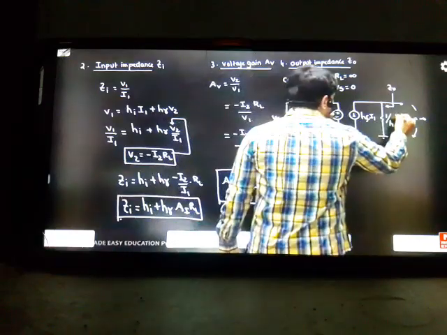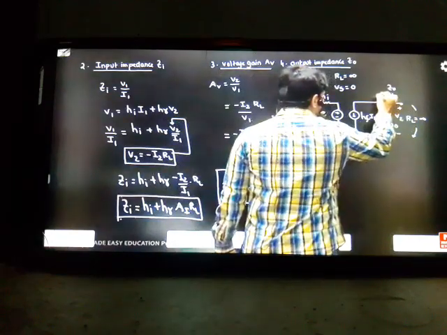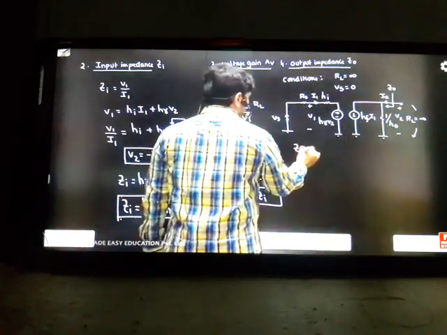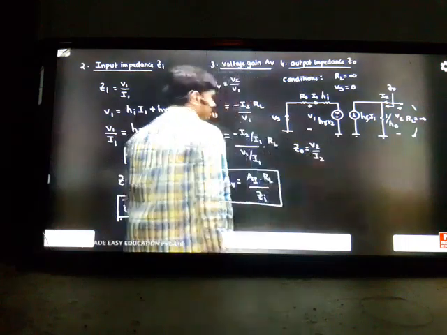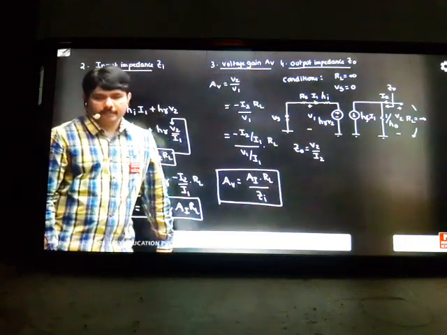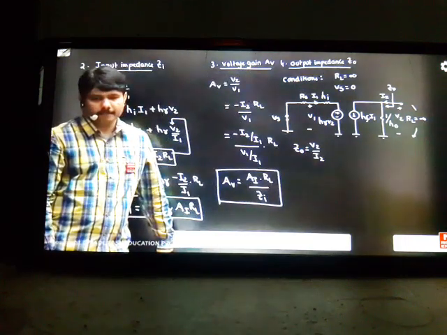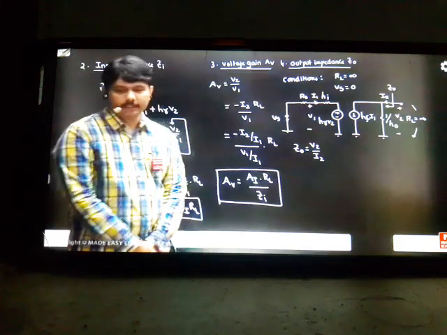So I can write this as V2. This is the V2 voltage I'll take, and this is your I2 I'm taking. So Z0 we can write as V2 by I2. This is Z0, V2 by I2.